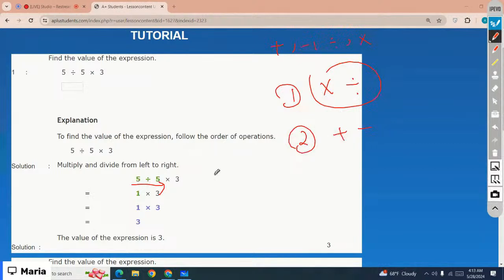So for the given question, you have multiplication and division. They are on the same level, right? So you have to divide first. Going from left to right, you need to divide first and then you have to multiply. So the correct option is 3. Let's just start with the test questions.